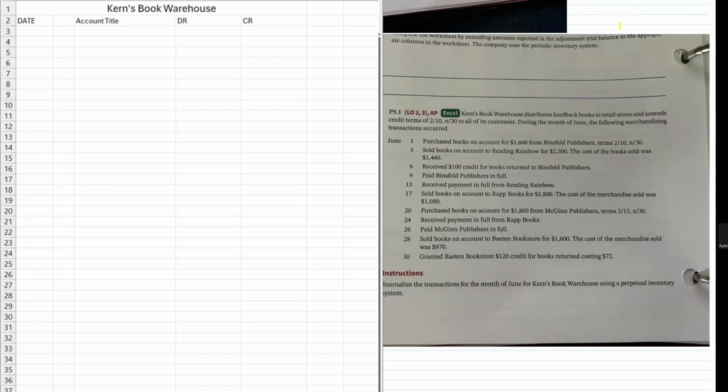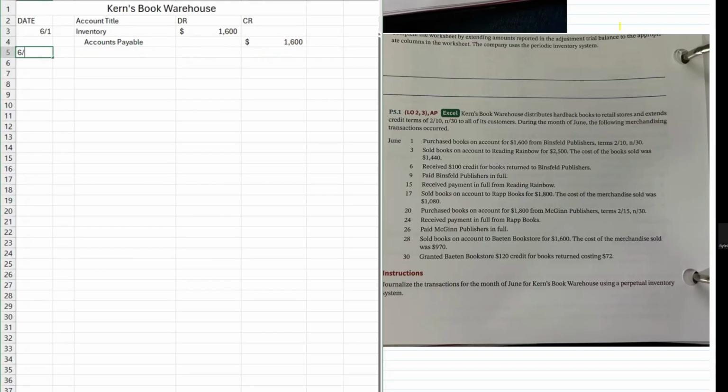You can see it. So, Kern's Book Warehouse, I already made the little journal thing up here, distributes hardback books to retail stores and extends credit terms of 2/10 net 30 to all of its customers. During the month of June, the following merchandise transactions occurred. So, June 1st, 6/1, we purchased books on account for 1600 from Binsfield Publishers. Terms 2/10 net 30. So, we're increasing inventory because we bought books and we're increasing our accounts payable. I'll type it out. Accounts Payable for 1600.